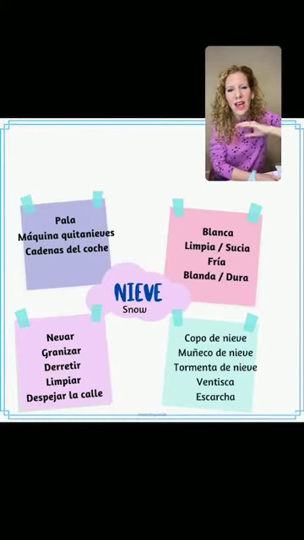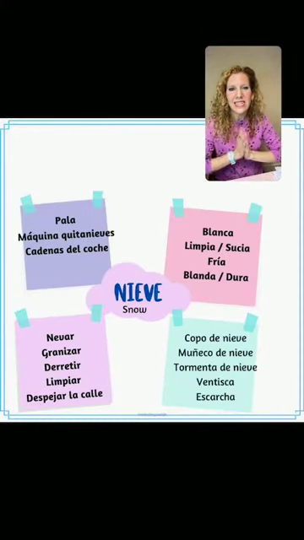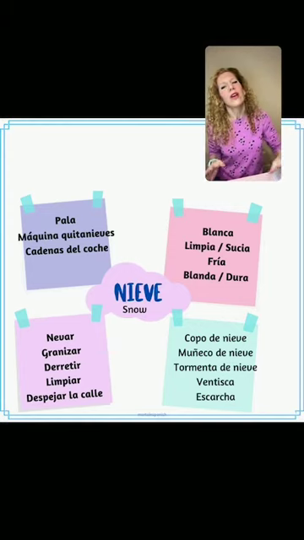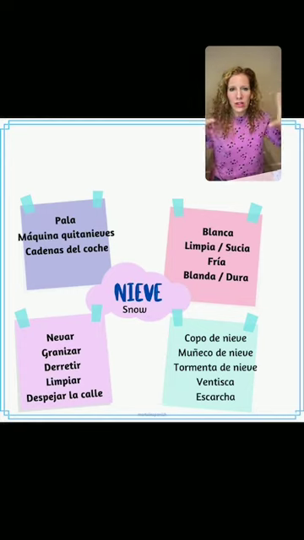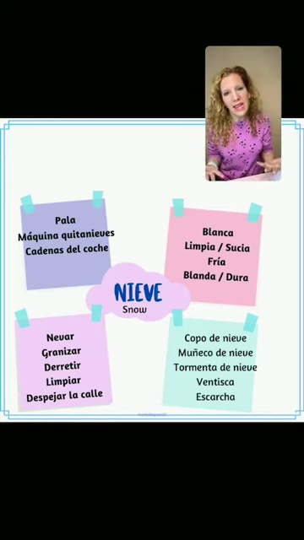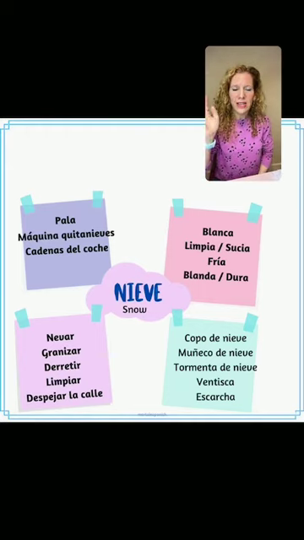Okay, so let's see. Let's do this. Today our word is nieve. Nieve is snow. So how can you study a word? Remember, you put the word in the middle and then you branch it out. And remember, you do it in your own language and you think about things, because these are the ones that come to my mind when I think of nieve.